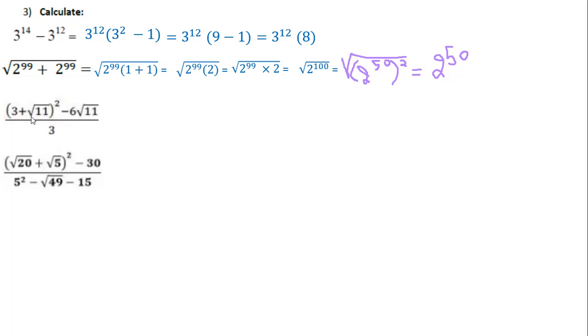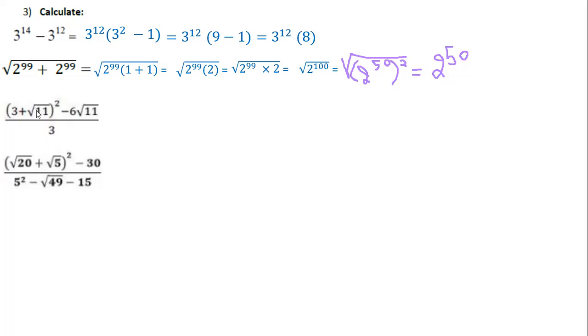What is a squared? If a is 3, a squared is 9. Plus, we need to multiply a by b and multiply them by 2. 3 radical 11. What does it give us? 3 radical 11 times 2 is 6 radical 11. Bravo.